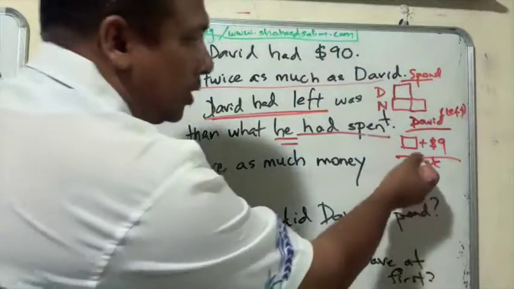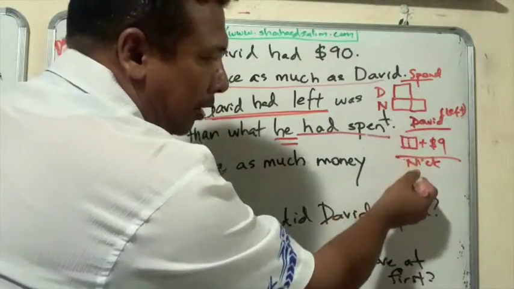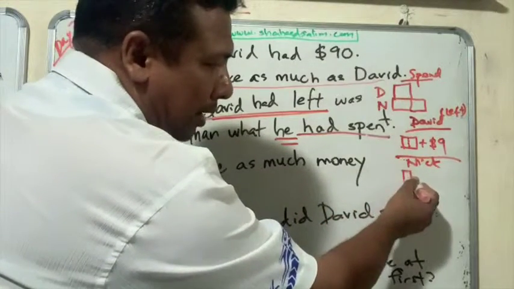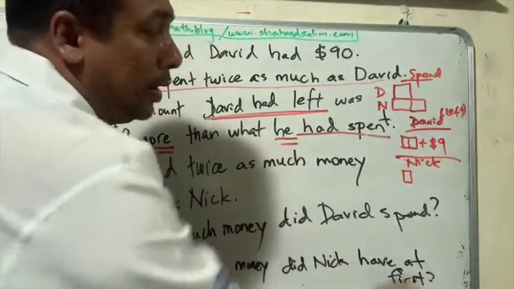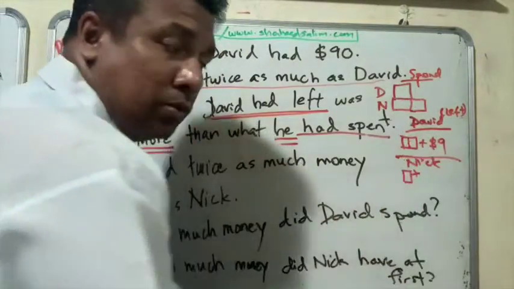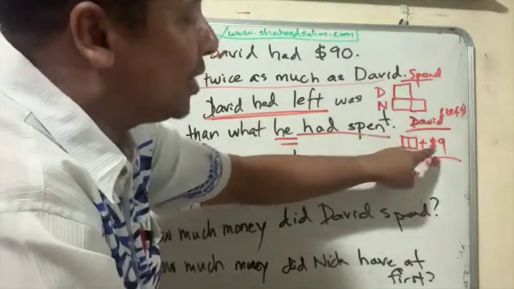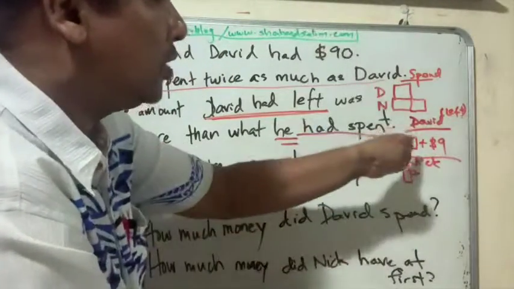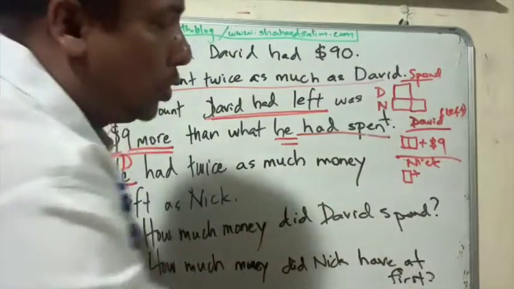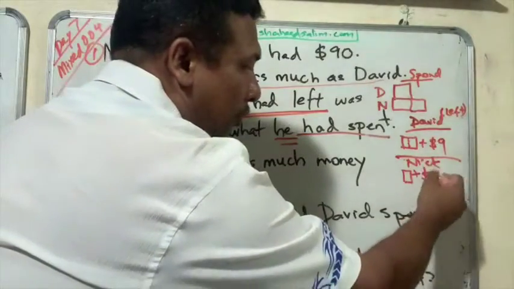So in this case, we can divide this into 2, and so we get like half a unit here. But you must remember to halve this too, because the whole model now here is 1 unit plus $9. You got to halve it. You cannot just halve this and not that. So half of $9 is $4.50.